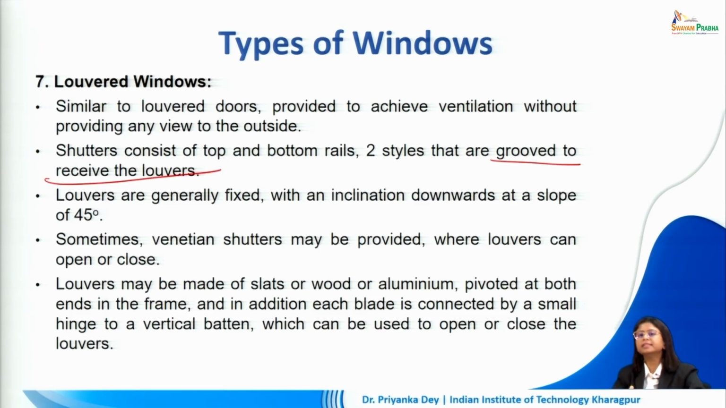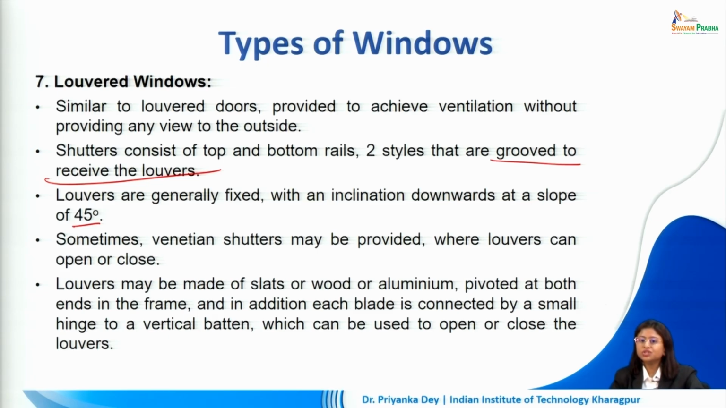So along the sides of the stiles we will have to have multiple grooves at regular intervals within which we can fix the louvers which are equally spaced out. Now the louvers are generally fixed, and we try to keep the inclination downwards at a slope of 45 degrees. Now why we want a downward slope is because otherwise the rainwater from outside can come in through these if they are facing upwards towards the outside.